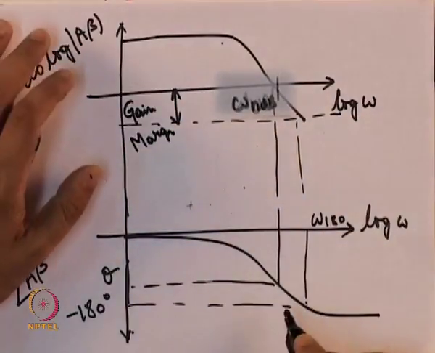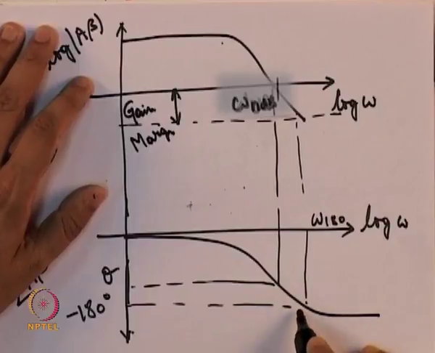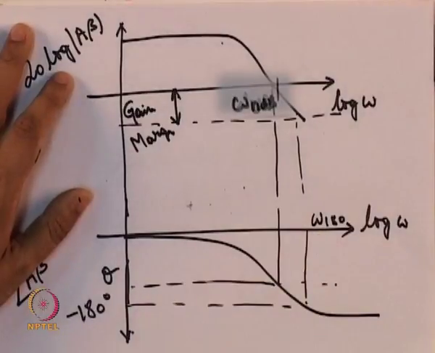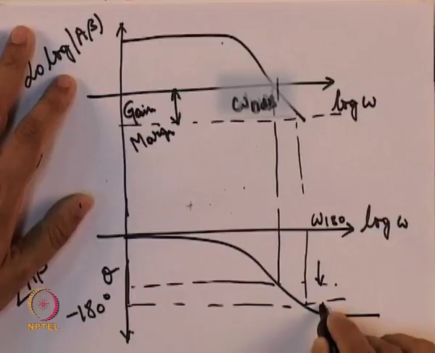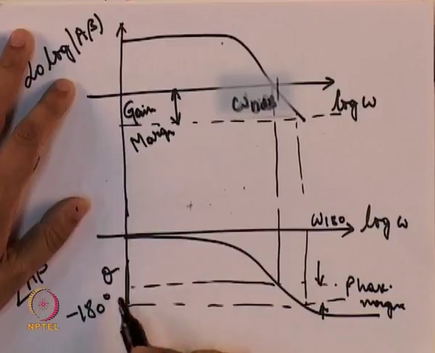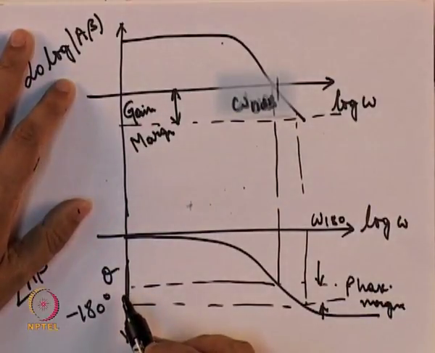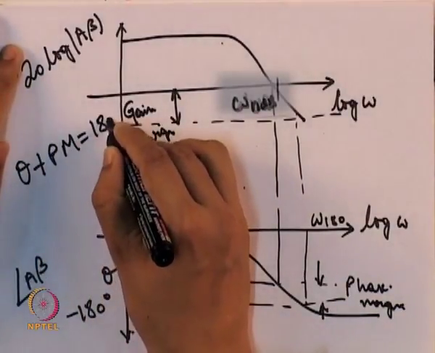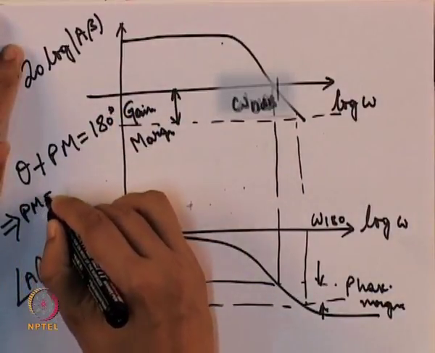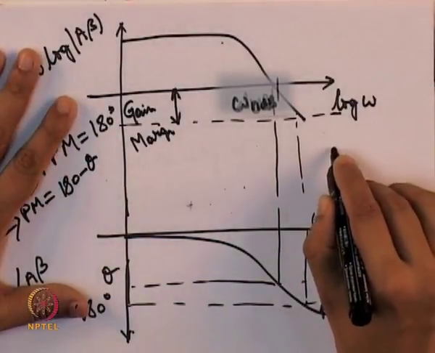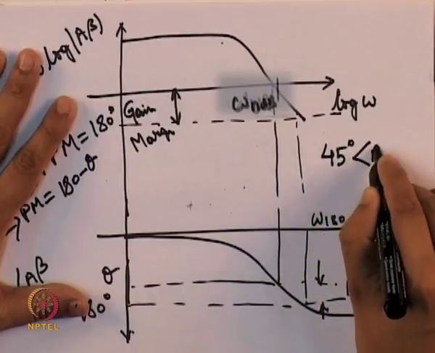And phase margin represents the total margin available, or the total amount of phase, that is present between this omega 180 and omega 0 dB. So, this is my phase margin. So, suppose at omega 1 dB my phase is theta, then I can write theta plus phase margin is equal to 180 degree. In other words, phase margin is equal to 180 minus theta. Now, phase margin for good design should be between 45 degree and 180 degree.